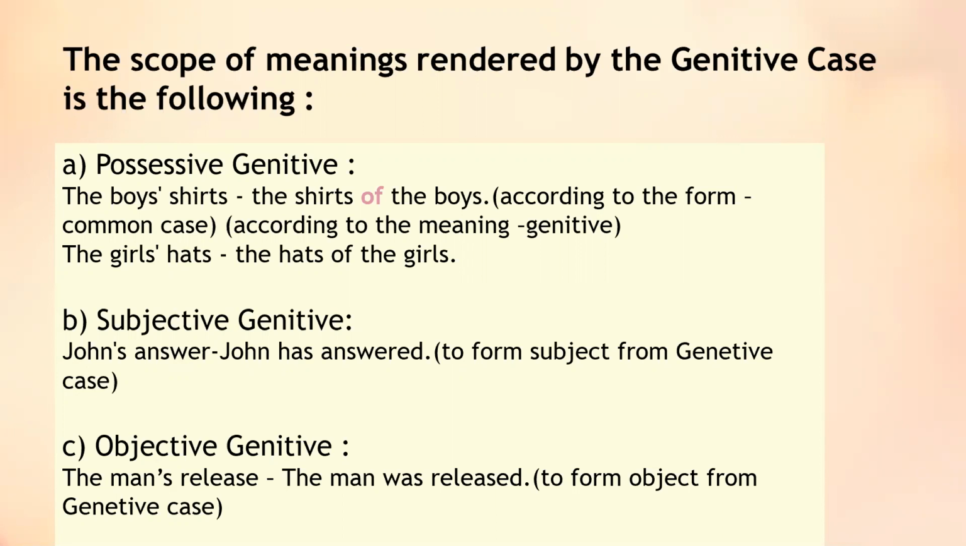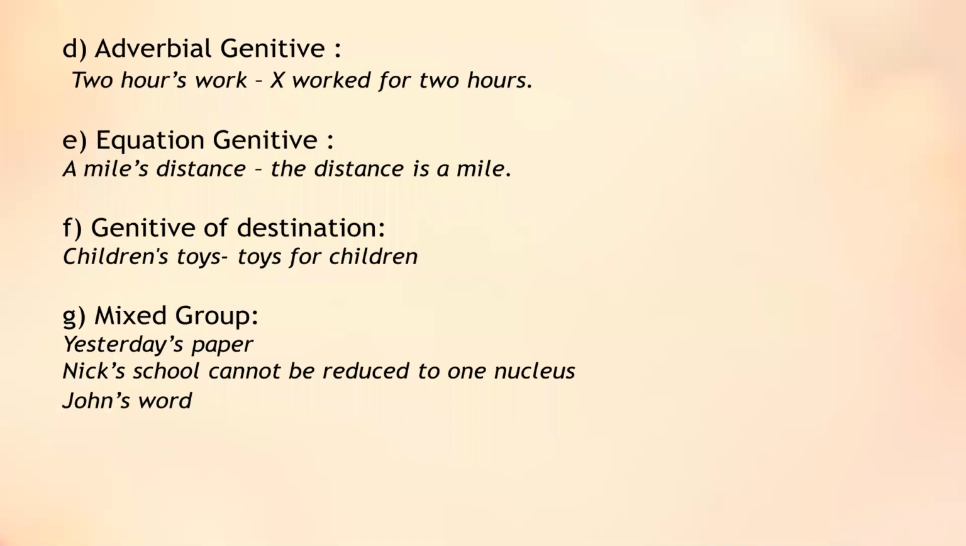Subjective genitive, for example, John's answer, or John has answered, to form a subject from the genitive case. As an objective genitive, an example could be the man's release, or the man was released, to form an object from the genitive case. The example for adverbial genitive, two hours' work. So someone worked for two hours. Or equation genitive, for example, a mile's distance, as the distance is a mile.